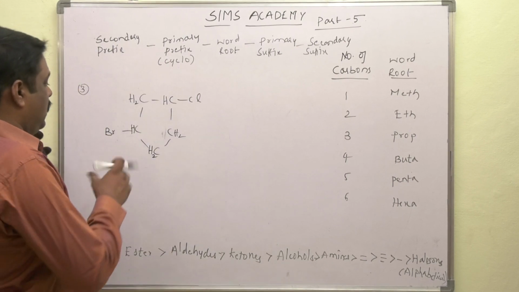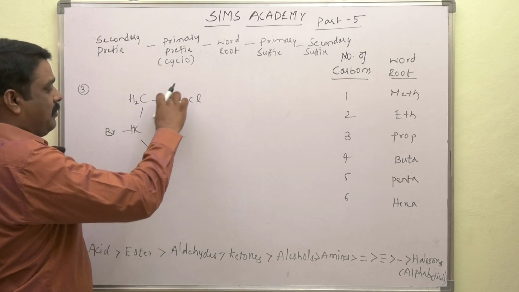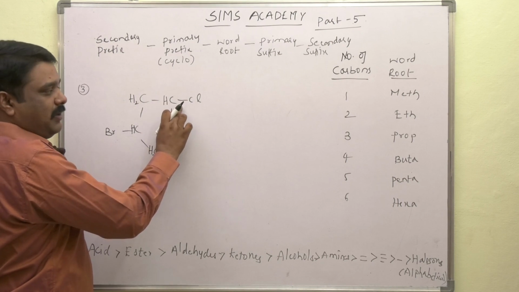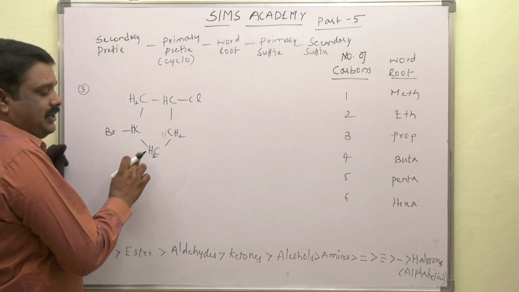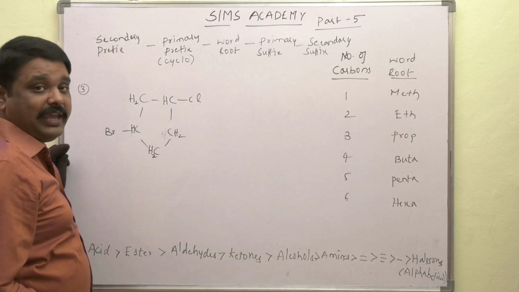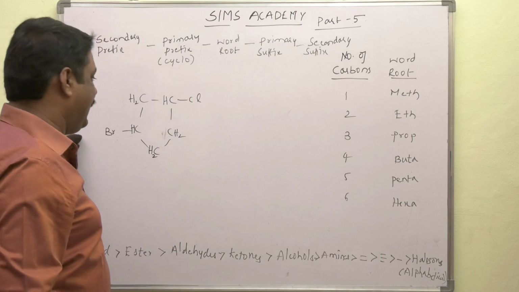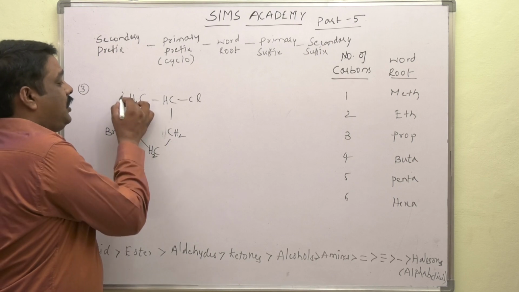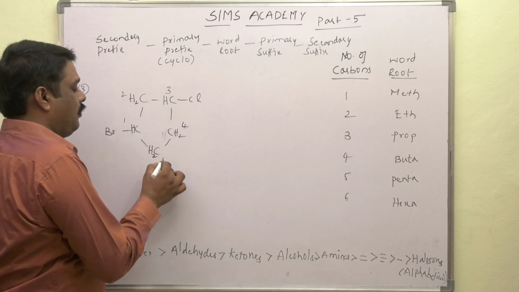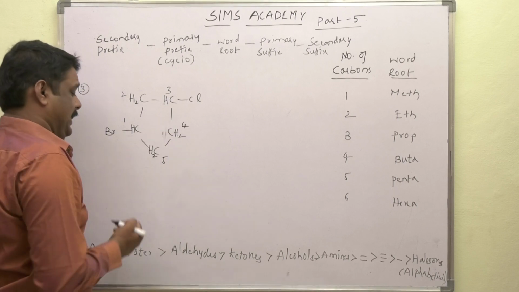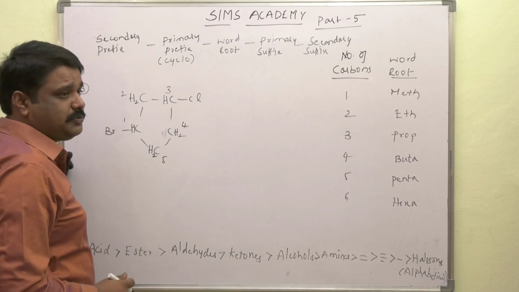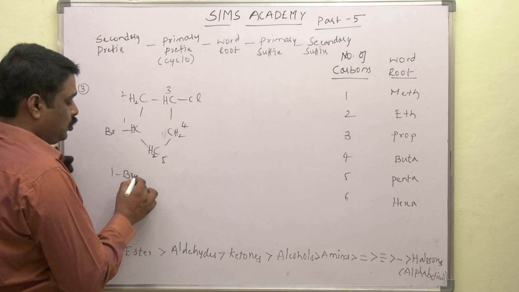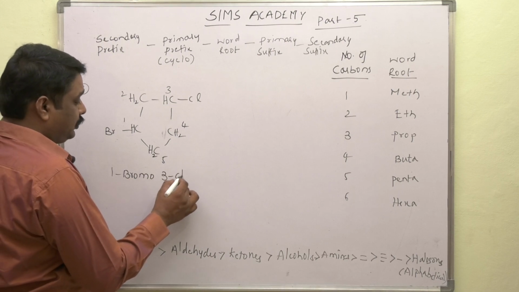Now, let us see over here. 1, 2, 3. If I give numbering in the clockwise direction, we get the third number for chlorine. If I move in the anti-clockwise direction, 1, 2, 3, 4, we get the fourth number for chlorine. Hence, it is recommended to give numbering in the clockwise direction. 1, 2, 3, 4, 5. Okay. Secondary prefix, do we have any substituents? Yes. At what numbers? 1-bromo, 3-chloro.